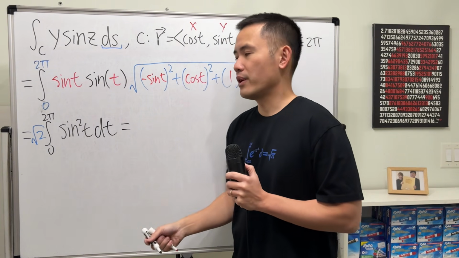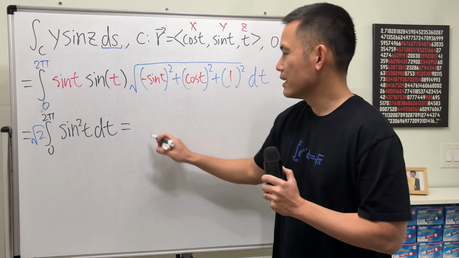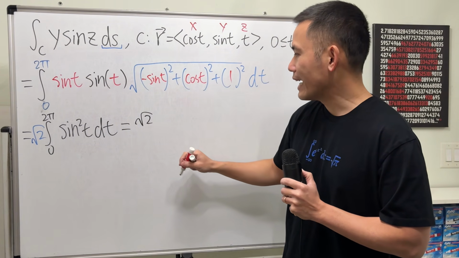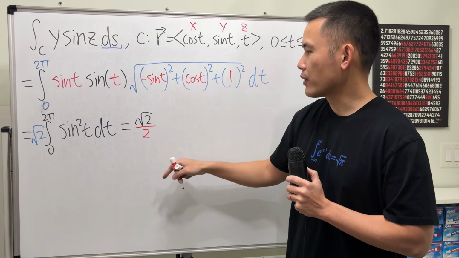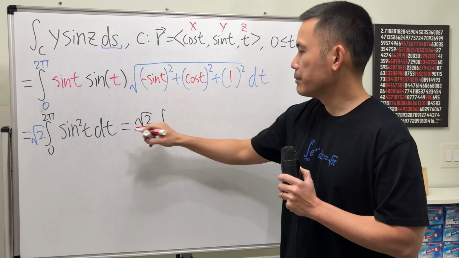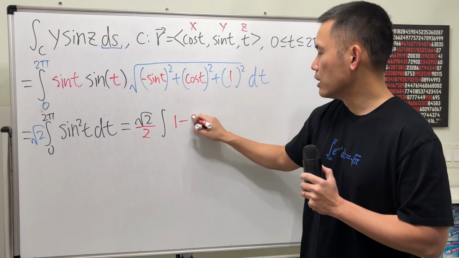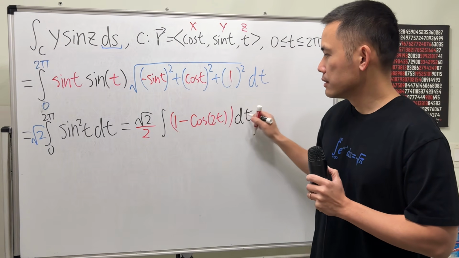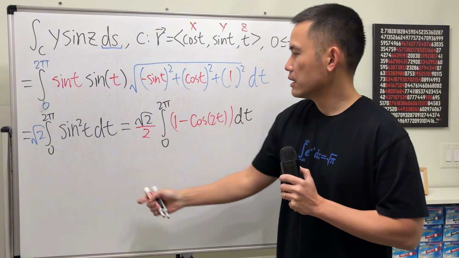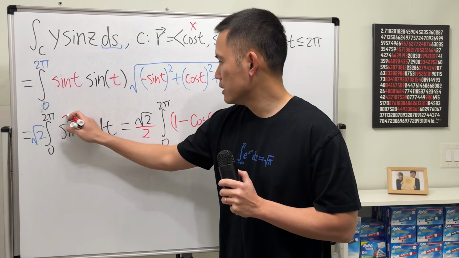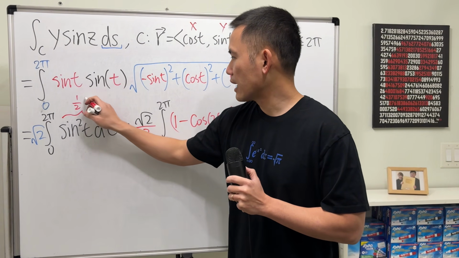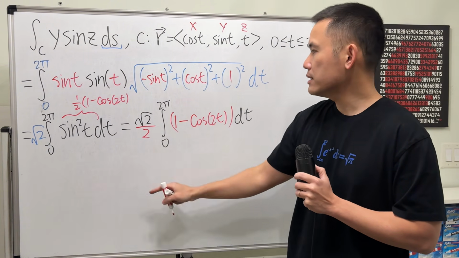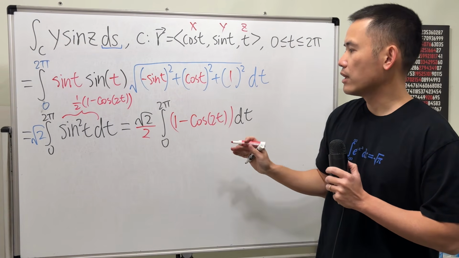Now, to integrate sine squared, remember your trig identities. I will keep the square root of 2 all the way in the front. What we need is the 1/2. And the 1/2 can be put in the front as well. And then I'm going to write that as 1 minus cosine of 2t. So again, perhaps I'll write this down just to make it clear. This is equal to 1/2 times 1 minus cosine of 2t. So I put the 1/2 in the front, and this right here still stays inside of the integral.